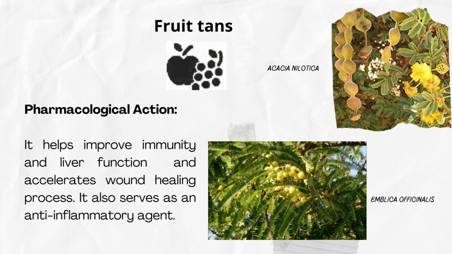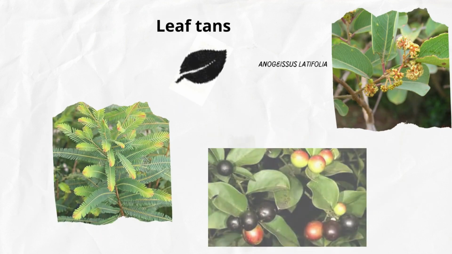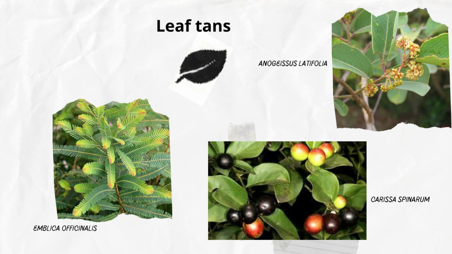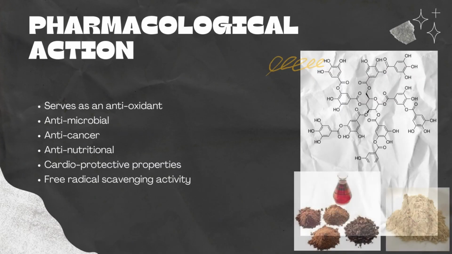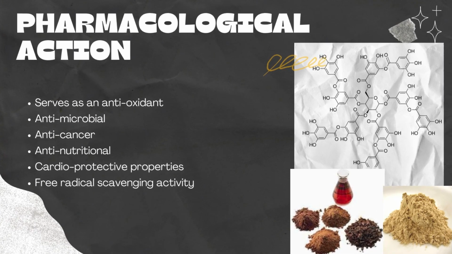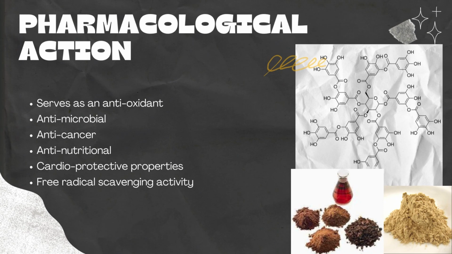Next, we have the fruit tans. In the fruit tans, we have the Acacia nilotica and the Emblica officinalis. It helps improve immunity and liver functions, and it also accelerates the wound healing process. It also serves as an anti-inflammatory agent. Lastly, in the leaf tans, we have the Anogeissus latifolia, the Carissa spinarum, and the Emblica officinalis. The pharmacological actions of tannin are that they serve as an antioxidant, antimicrobial, anti-cancer, anti-nutritional, and they also have cardioprotective properties and free radical scavenging activity.